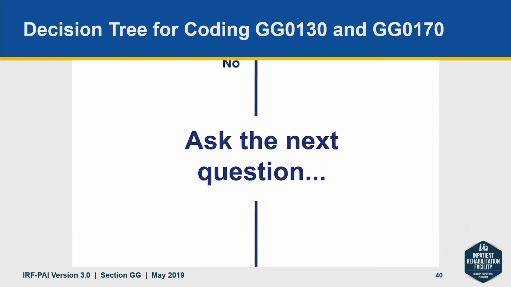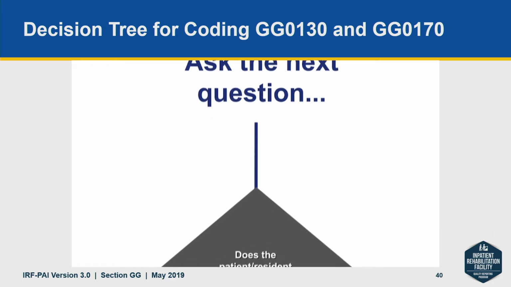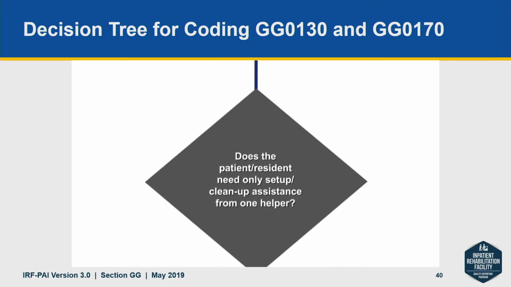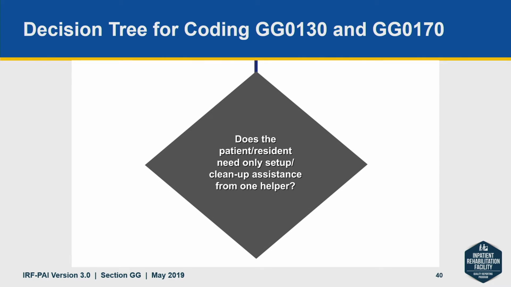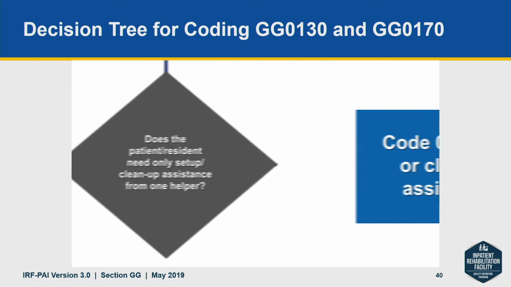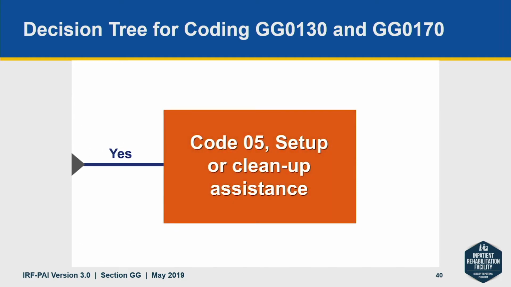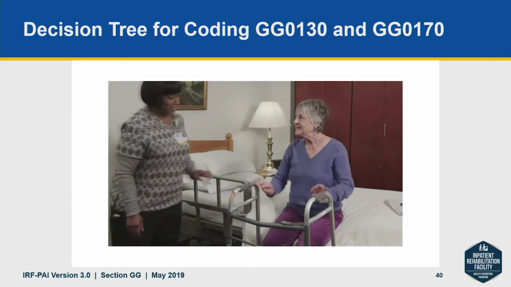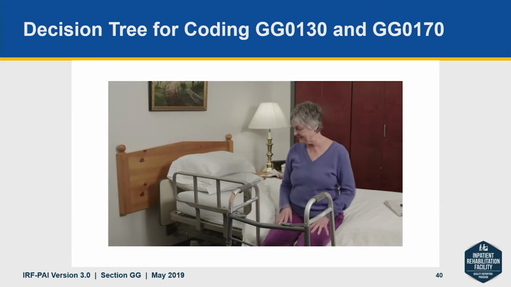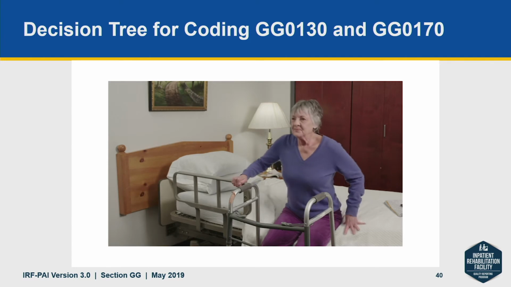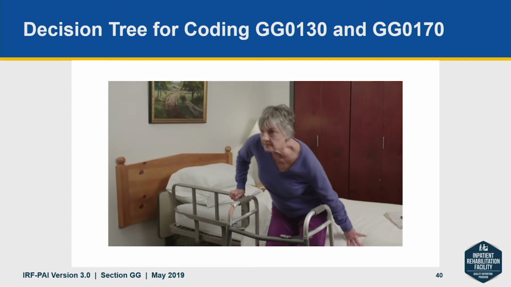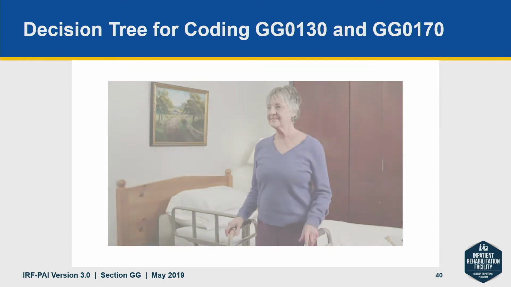The second question in the decision tree asks, does the patient or resident need only setup or cleanup assistance from one helper? If the answer to this question is yes, the correct code for this patient or resident is 05, setup or cleanup assistance. Let's review an example of the same patient, Mrs. Jones, completing the sit-to-stand activity, but this time with setup or cleanup assistance.